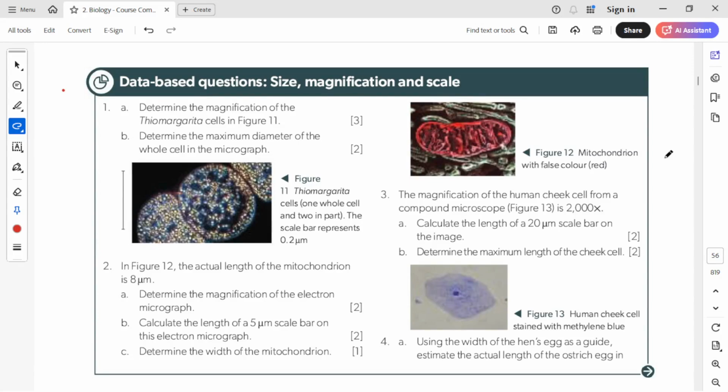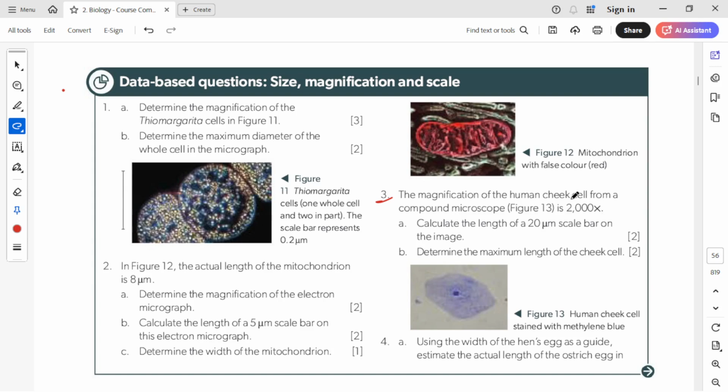In the previous session, we were discussing a few data-based questions based on magnification. So, I hope the formula is clear to all of you now. And I gave certain questions for homework, which were question number 3 onwards. So, we will discuss these questions as well now. So, let's start with question number 3.